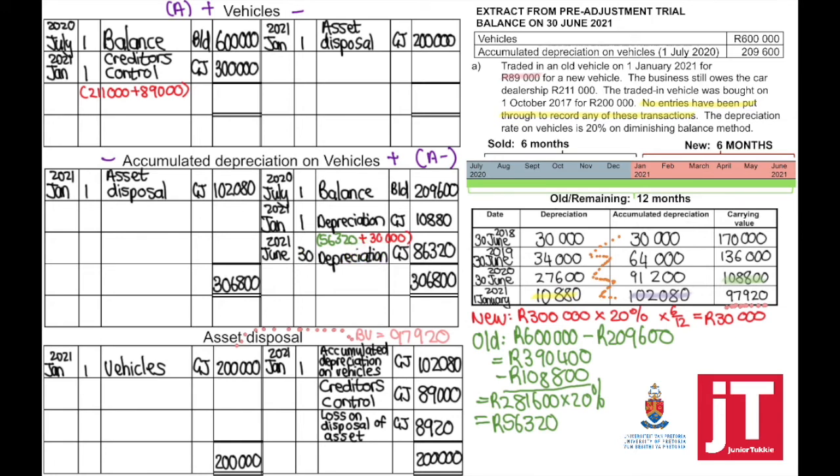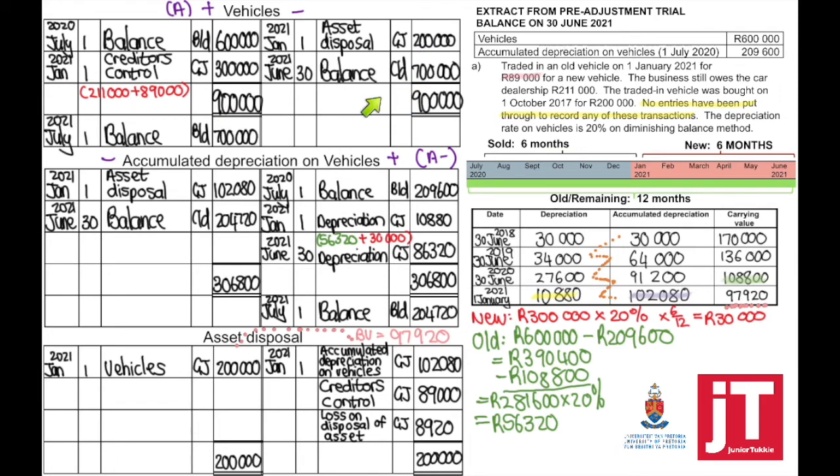To calculate the balance at the end, take the credit side minus the debit side. That equals balance carried down, balance brought down. The same with vehicles. Take the debit side minus the credit side. That equals the balance carried down, means balance brought down 700,000.